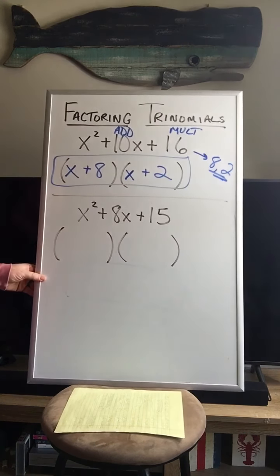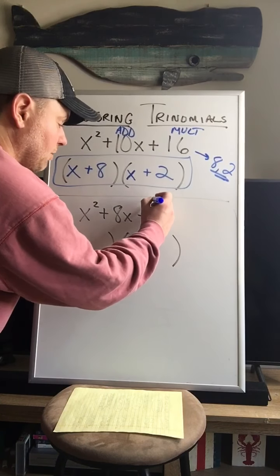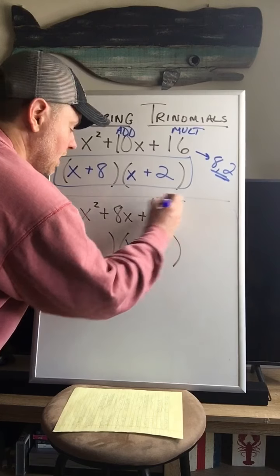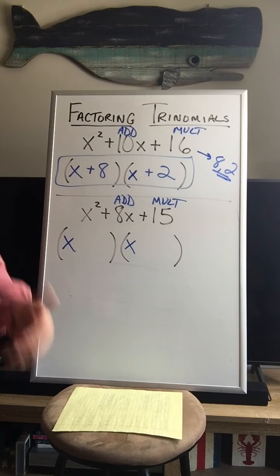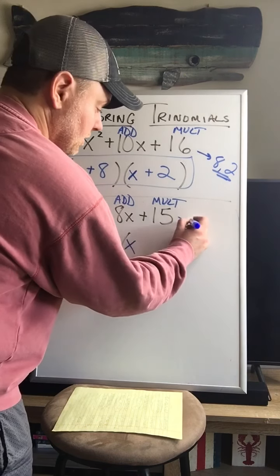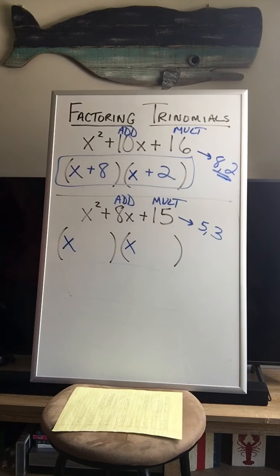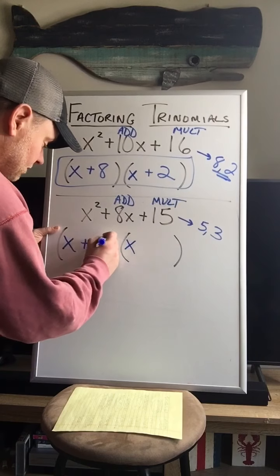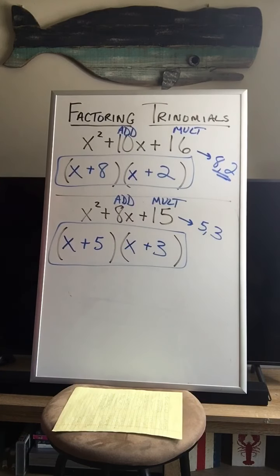All right? So now, again, I know it's going to be an x and an x, and I'm looking for two numbers that multiply to 15 and add up to 8. So what numbers will multiply to 15? I think the first one you probably think of is 5 and 3. Do those add up to 8? Yes, they do. So there you go. So this is the pattern that allows us to factor trinomials like this.